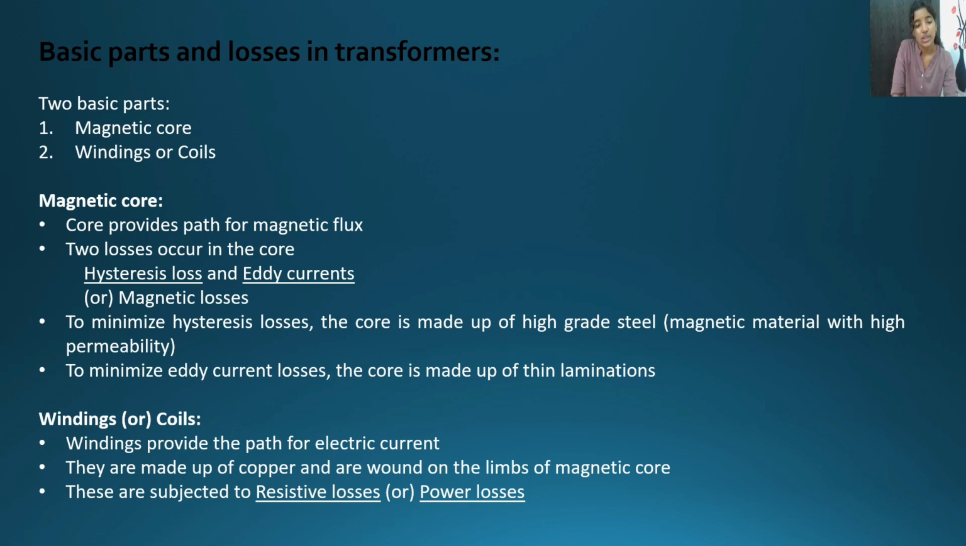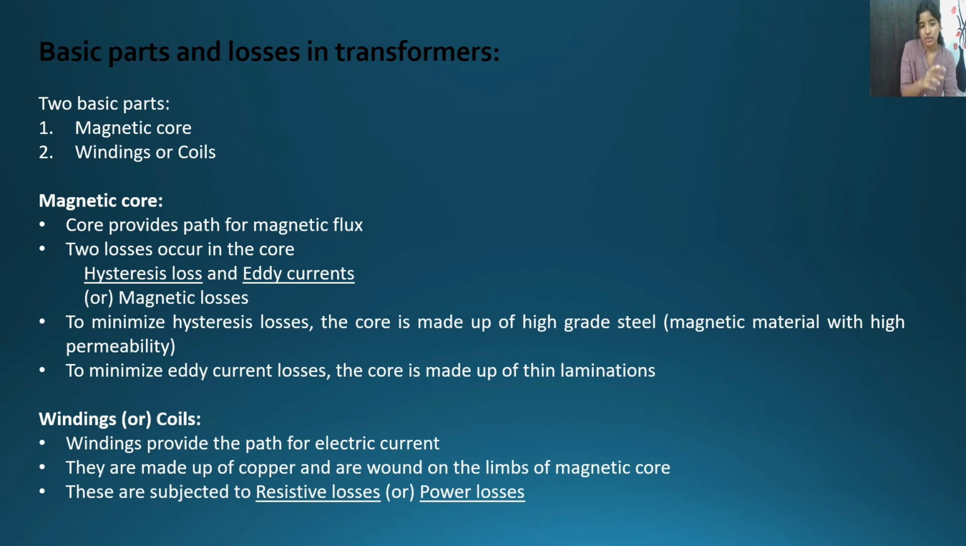So what is a magnetic core? What is the purpose of a core? The core provides a path for the magnetic flux. As I've told you earlier, the red dotted lines traced in the core part are the pathway of the magnetic flux, right? Due to this magnetic flux generated in the core, certain losses are observed, and these losses are called core losses or iron losses. These iron losses are mainly classified into two types: hysteresis losses and eddy current losses.